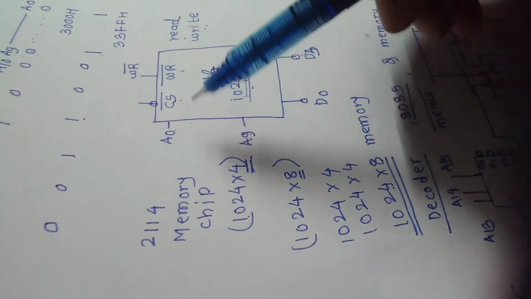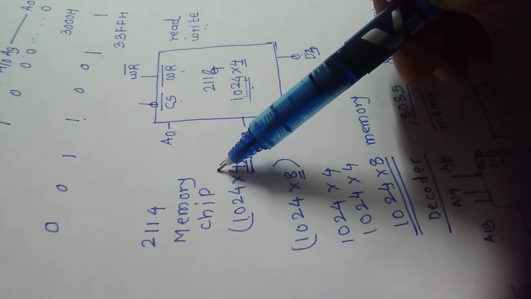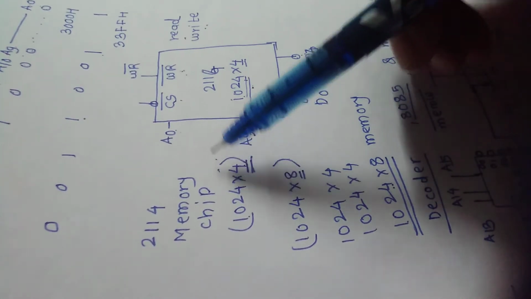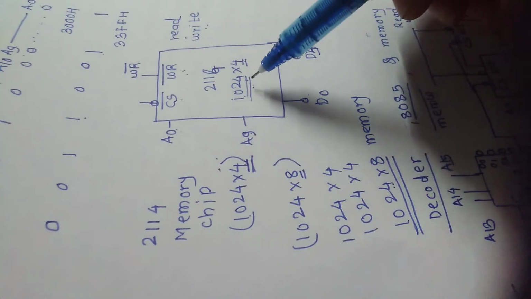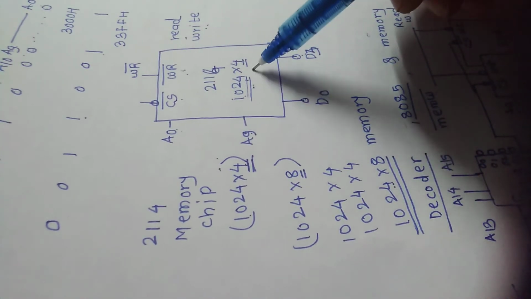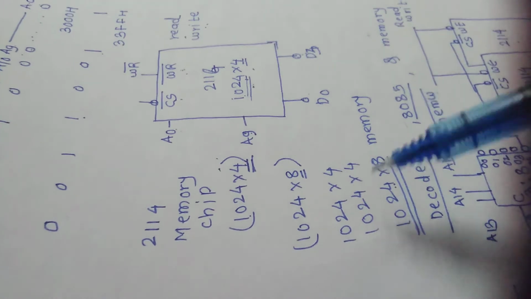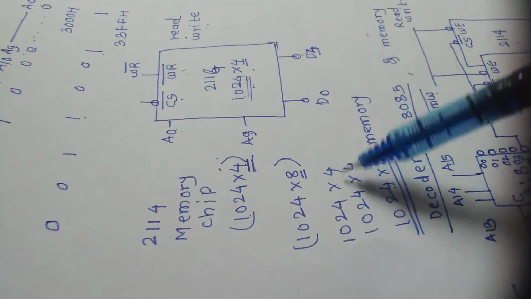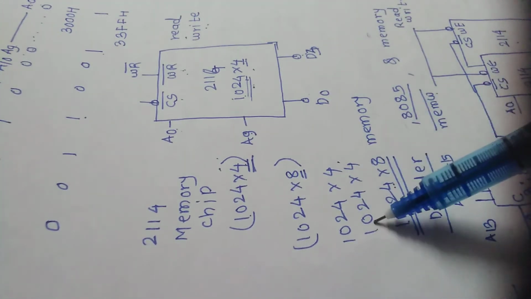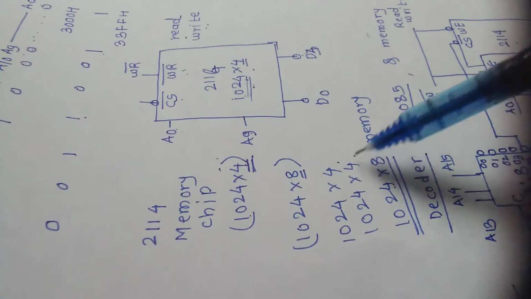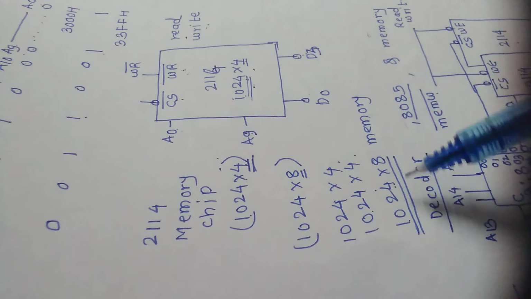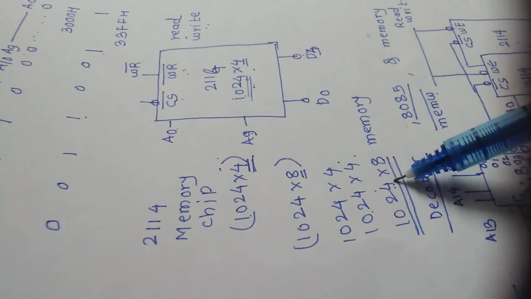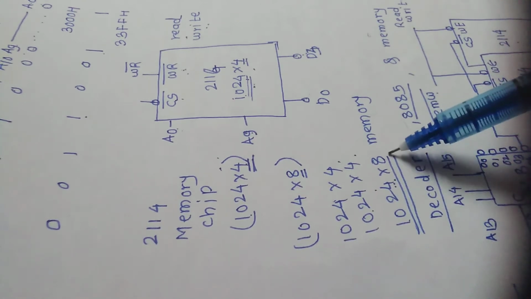I explained in the previous case, to interface 1K byte of memory, I needed 2 1K 4-bit memories. This is 1024 by 4, and this is 1024 by 4. When I connect these two ICs in parallel, I will get 1024 memory locations with 8-bit data.